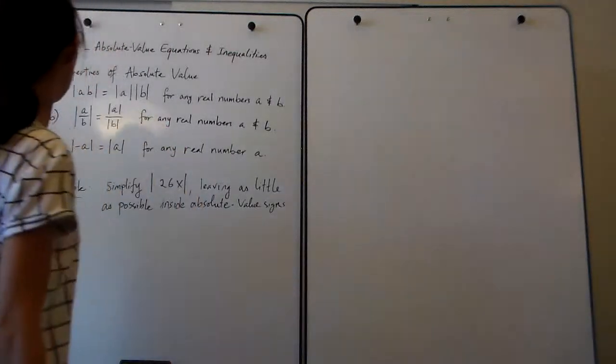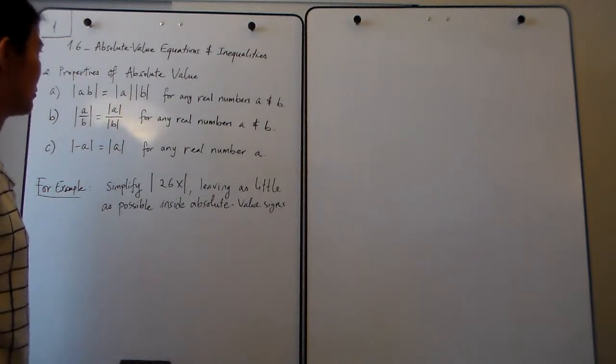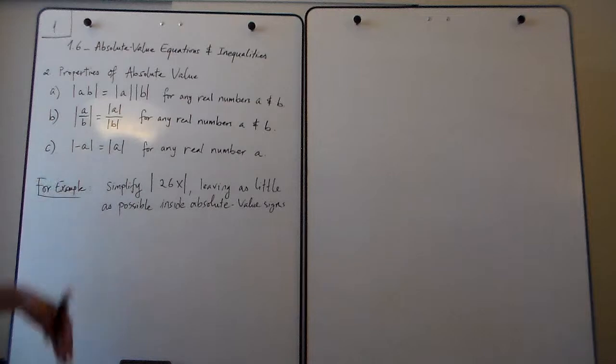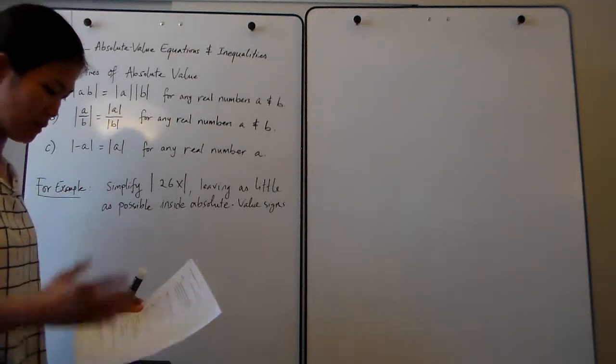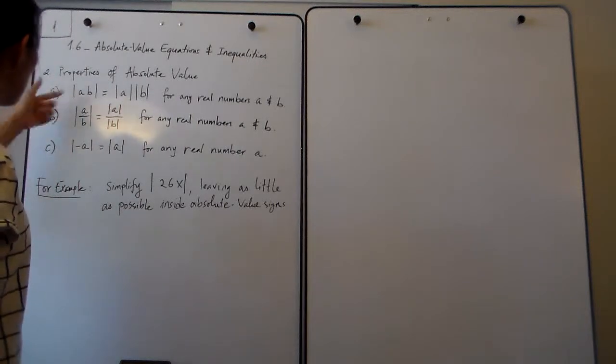Next, we talk about properties. Number 2, properties of absolute value. There are 3 properties here, and you can find this in my notes. Here I give a summary of these 3 properties.